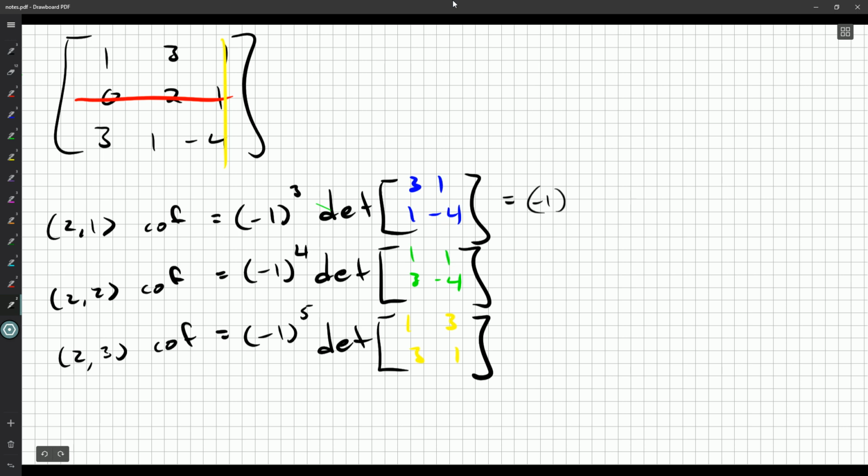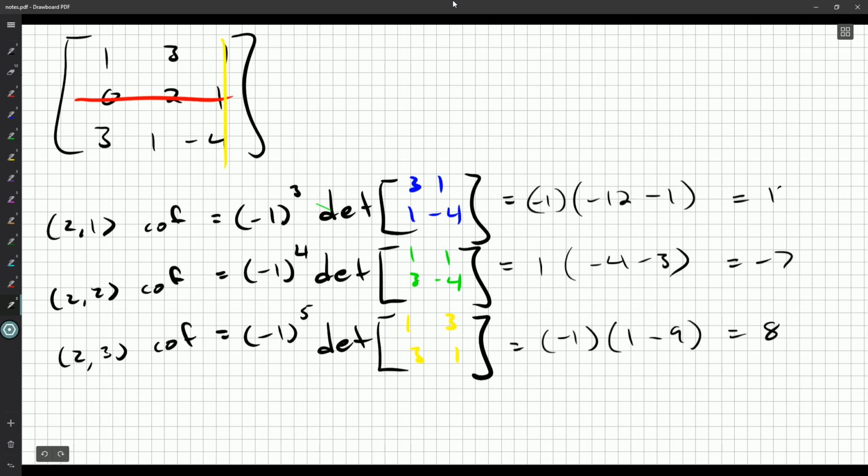Okay, so negative 1, and then maybe don't show the 3 times negative 4, just write negative 12 minus 1. 1 times negative 4 minus 3. And then negative 1 to the 5 is just a negative 1. 1 minus 9. So that'll turn into negative 1 times negative 8, or 8. Negative 7 here, and negative 1 times negative 13, just regular 13. So those are our next cofactors.